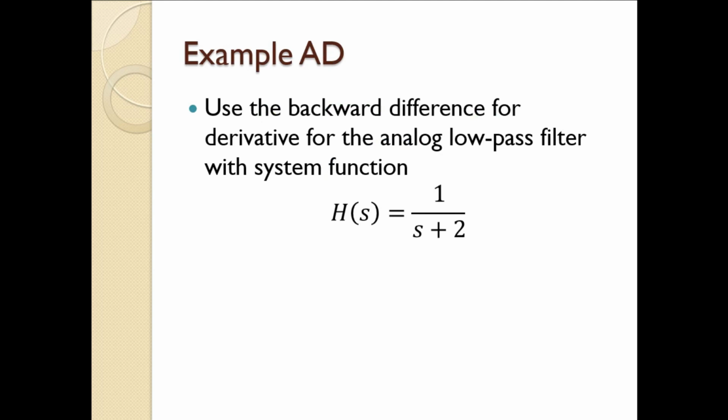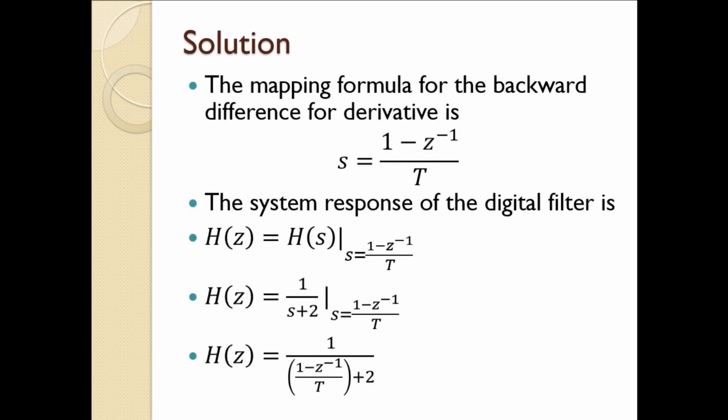Now we go to the example in the calculation. Using the backward difference for the derivative of the analog low pass filter with the system function, for example, we have H(s) equals 1 divided by s plus 2. For this equation, what do we want to do? We want to map it into the Z transform, to convert it into the Z transform.